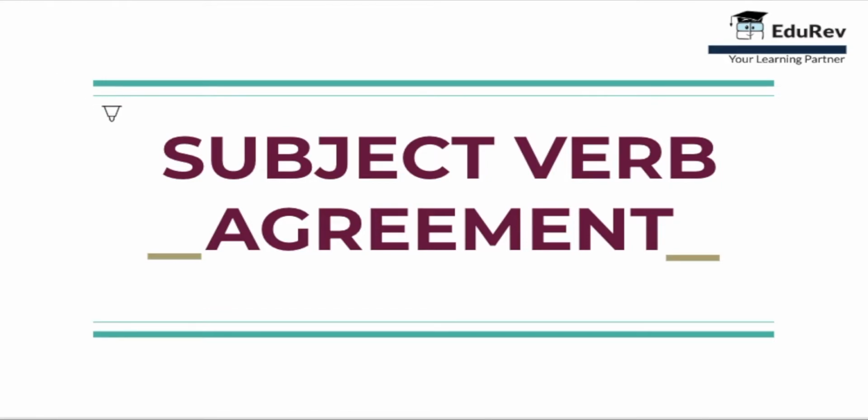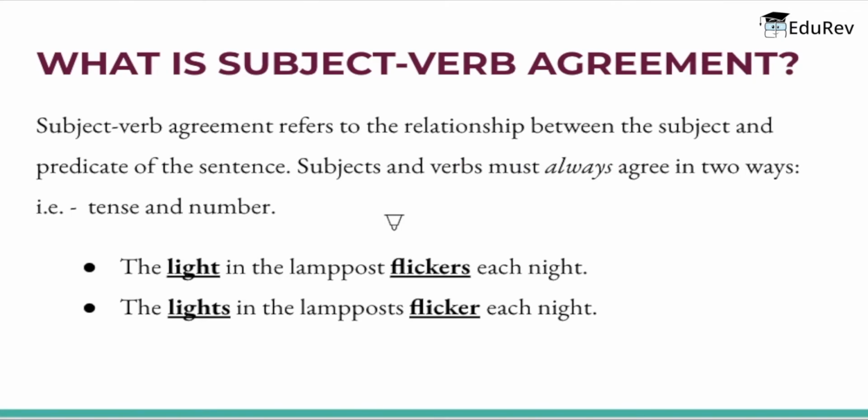Hello learners, let's understand the concept of subject verb agreement. But what exactly is subject verb agreement? Subject verb agreement refers to the relationship between the subject and predicate of a sentence. Subjects and verbs must always agree in two ways, that is tense and number.